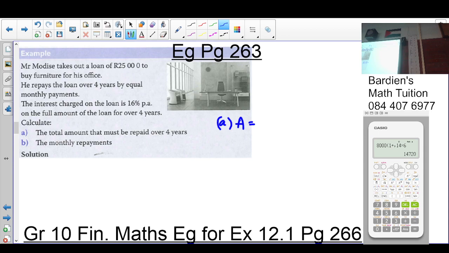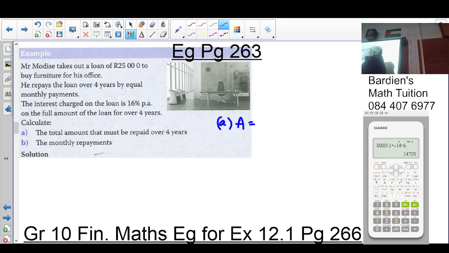You take out the loan, you repay over monthly payments. The interest charged on the loan is 16% per annum on the full amount. So isn't it hire purchase? Yeah, they say hire purchase. No. You see, they need to state hire purchase or they need to say it's compound or simple interest. Okay. So let's say we're going to consider simple. Just check in the textbook. I think they would also use simple. Simple. Okay.